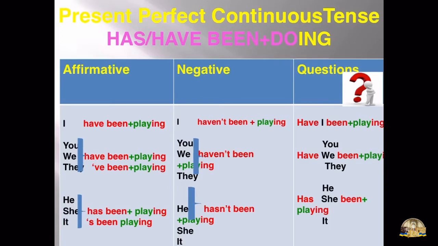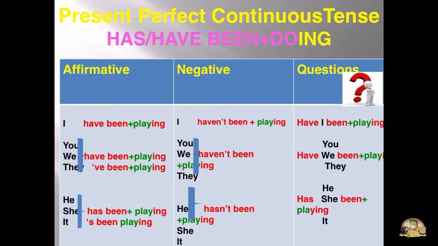There are two auxiliary verbs in this very tense: have/has and been. Have is as usual used for the first and second persons singular, that means I and you, and for the first, second, and third persons plural: we, you, they. Otherwise, has is used for the third person singular: he, she, it.